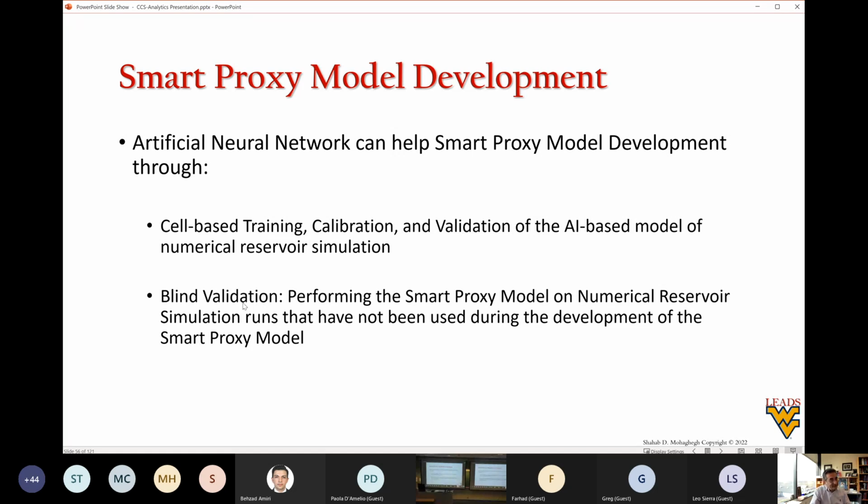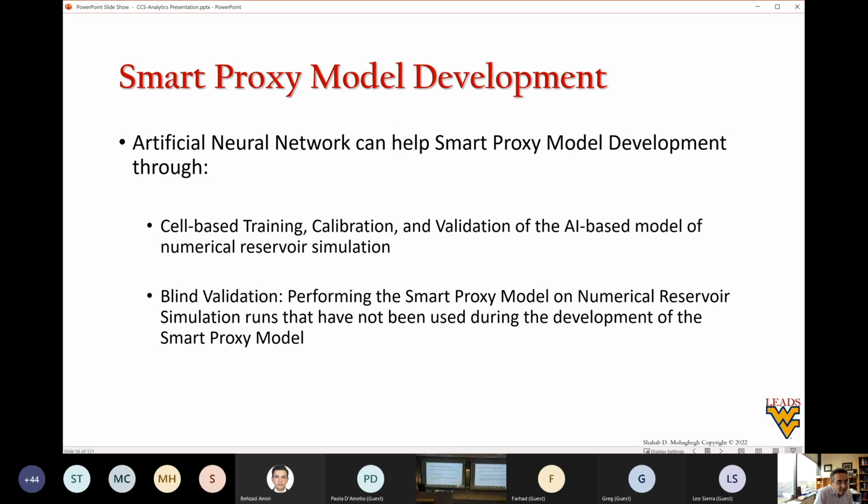The 4th one is blind validation. So you take the entire data set that you're dealing with and divide it in 4 categories, not only 2, because it's required for engineering. That's another whole different thing that we can lecture on. Blind validation means performing the smart proxy model on numerical reservoir simulation runs that have not been used during the development of the smart proxy model. So blind validation are numerical reservoir simulation runs and geological realizations, as you will see, that were never used to build the smart proxy model.